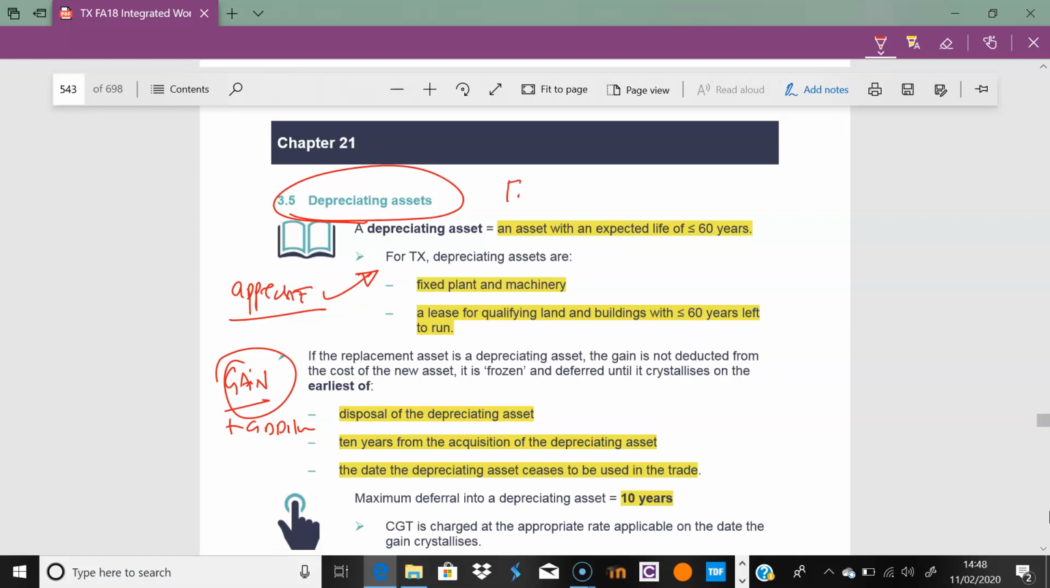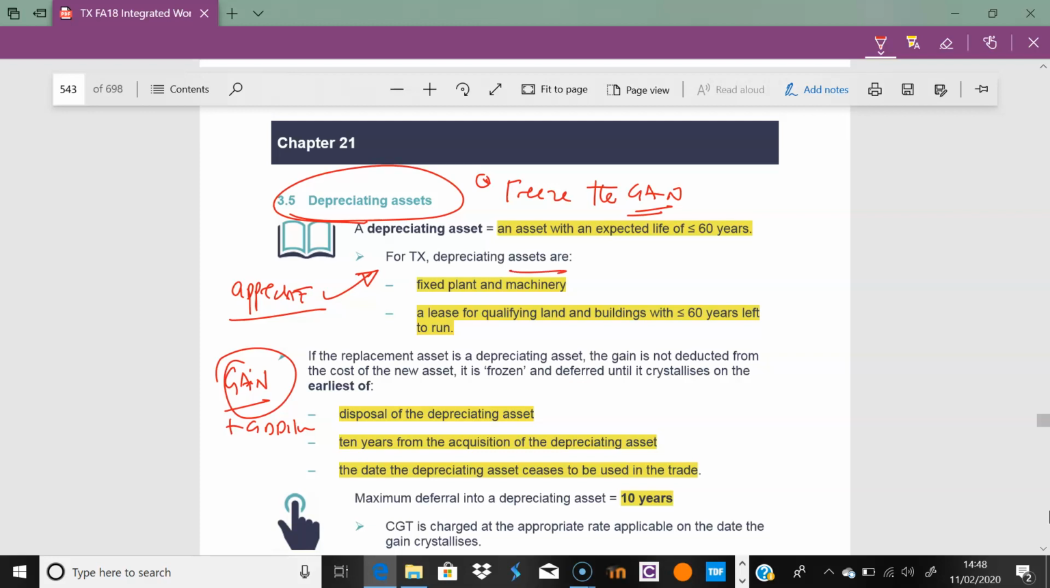So we freeze the gain and just hold it. Freeze the gain, right? Because we don't want to lose the gain. HMRC don't want to lose their gain. They want that money. They want that gain. They want a tax on that gain. So what's the theory here?